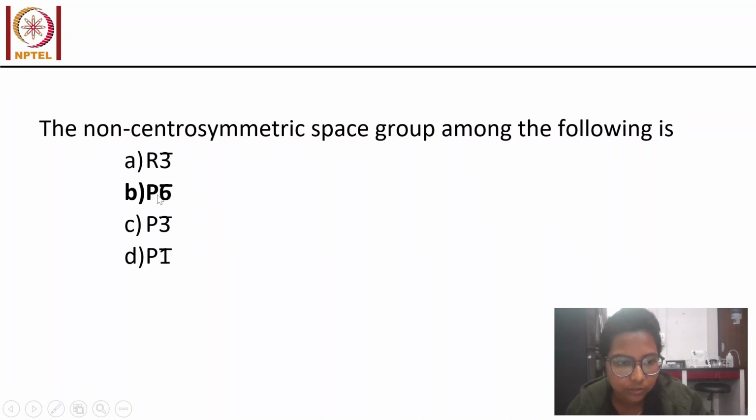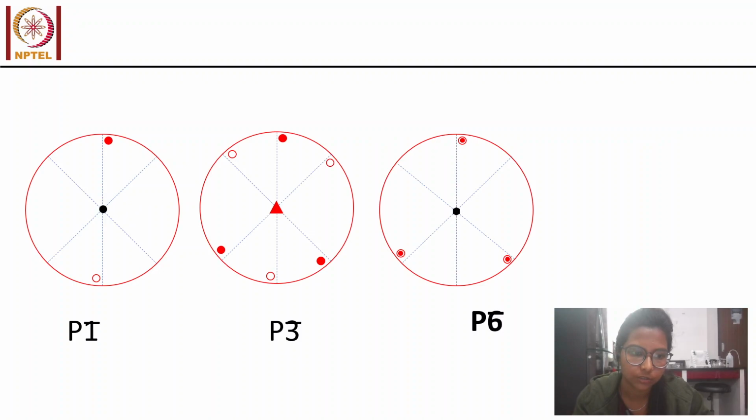So here what is the point group? This is 6 bar. Okay, so this is also again the 3 bar point group. And then this is P1 bar, meaning the point group will be 1 bar. So now we will just draw the stereographic projections of 1 bar, 3 bar and 6 bar. Okay, so these are the stereographic projections.